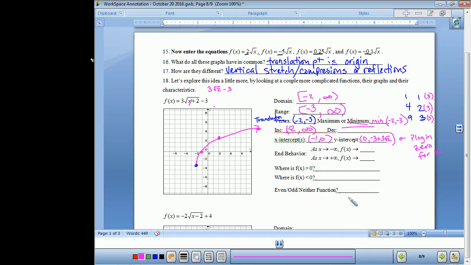Now, end behavior is interesting too, because looking at this graph, does x approach negative infinity? No. So this is not even applicable. Not applicable. Oh, I thought that meant not available for my whole life. Cool. You learned something new today. Not applicable. It doesn't apply. Why didn't it approach -2?